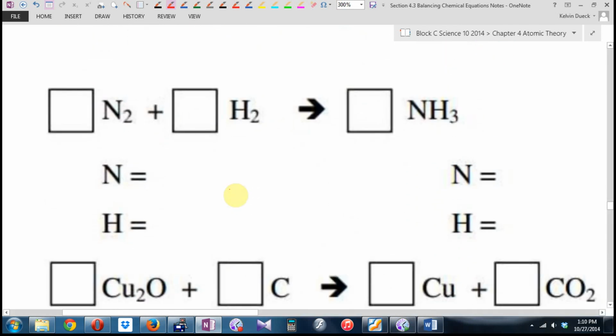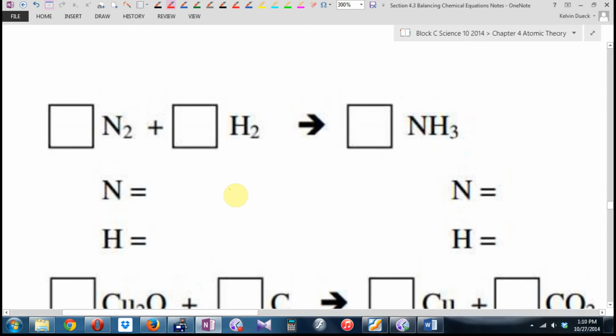Okay? Allison, I'm going to pick on you. I know these are tough. You ready? On the left, how many N's are there on the left-hand side right now before we start out? How many H's on the left-hand side? 2. On the right, how many N's are there? How many H's? 3.